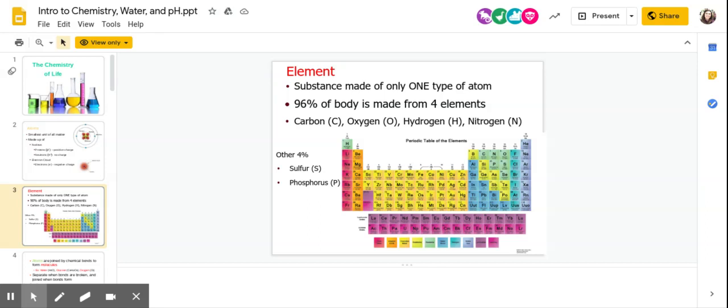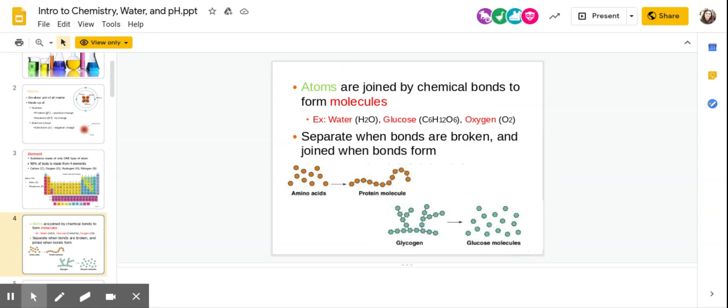When we talk about atoms, we have to talk about chemical bonds and how atoms are joined by chemical bonds to make molecules. And so we know that Unit 2 or Module 2 is dealing with macromolecules, which deal with these chemistry-based molecules. And then things like water, glucose, and oxygen are the actual molecules that are created by atoms, such as elements dealing with hydrogen and oxygen.